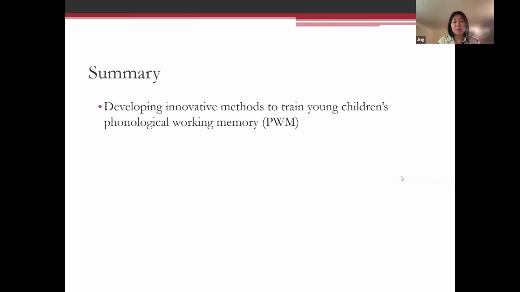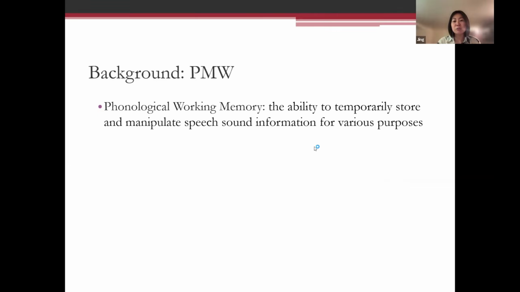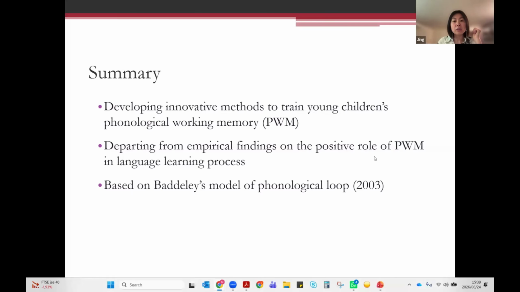So what we have done is we have developed two innovative trainings to train young children's phonological working memory. We based our trainings on a lot of empirical findings so far, supporting the role of phonological working memory in language learning processes, not only for second language, also for first language, and also for children with language disorders. The theoretical background is the memory model of Baddeley. So it's the phonological loop. That's the idea. Now we can move on to the background.